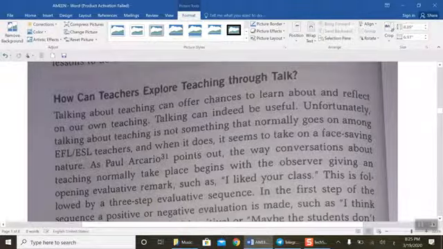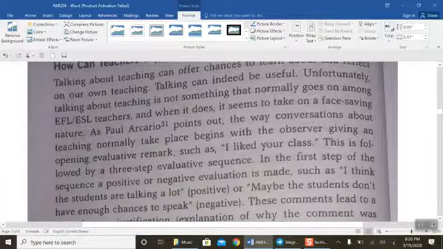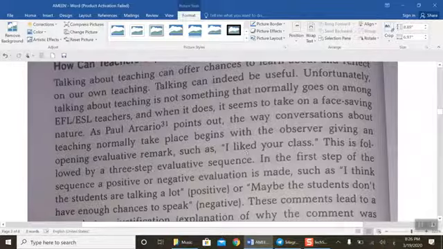But when they do talk, it seems to take on a face-saving nature, as Paul Arcario points out. The way conversations about teaching normally take place begins with the observer giving an opening evaluative remark, for example, I like your class. This is followed by a three-step evaluative sequence.